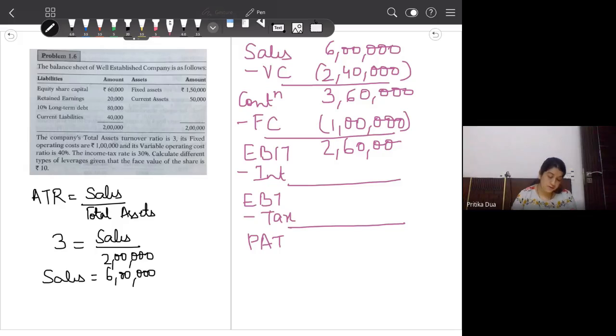So for interest, you are given debt in the balance sheet on the liability side. It is a 10% long-term debt, which means that the value of interest will be 8,000, and the tax rate is 30%.